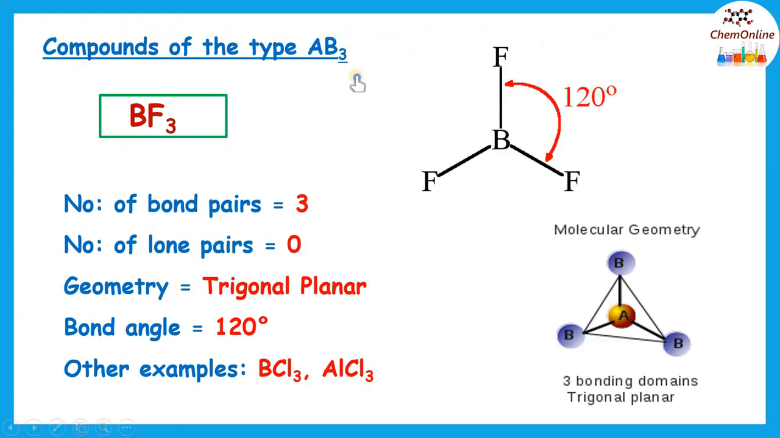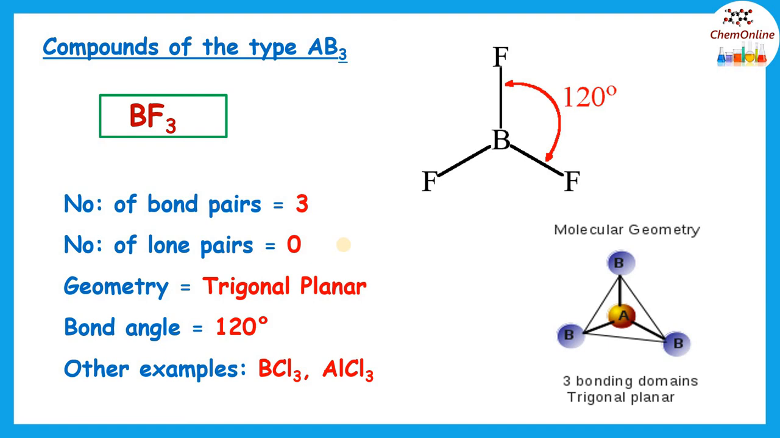Next is the compounds of the type AB3. For example, BF3, boron trifluoride. The number of electrons around the boron atom, which is the central atom, is 3, which forms covalent bonds with the 3 fluorine atoms. So the number of bond pairs is 3. There are no lone pairs.